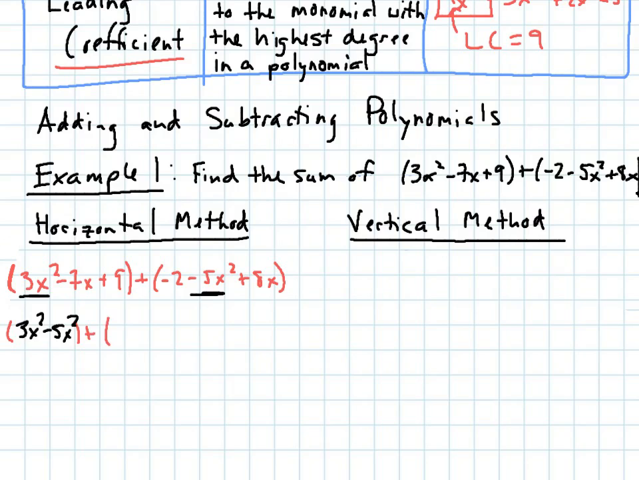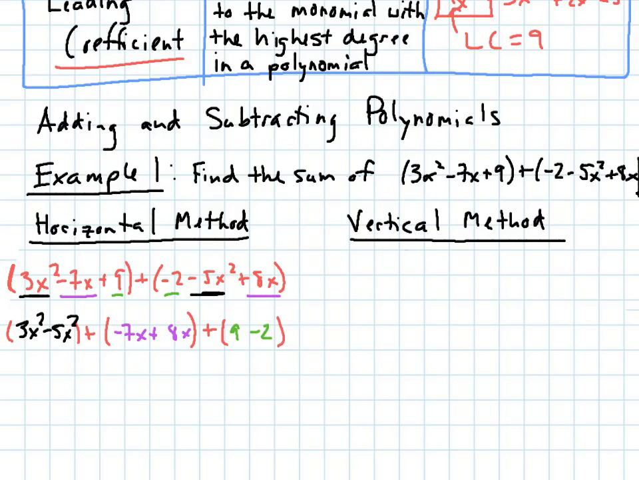Then I have negative 7x and 8x. Those are like terms. So I'm going to group them together. And then you have 9 and negative 2. So 9 minus 2 would go together as well. Then combining means that I'm going to actually subtract.